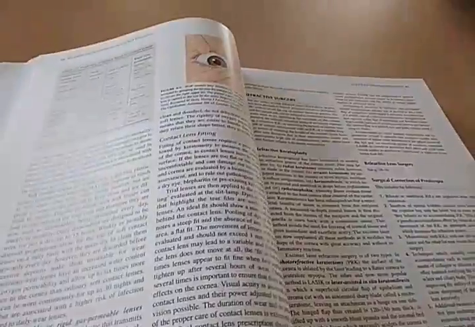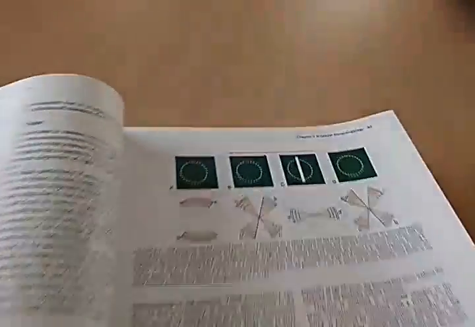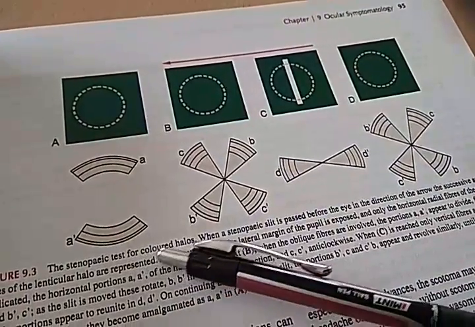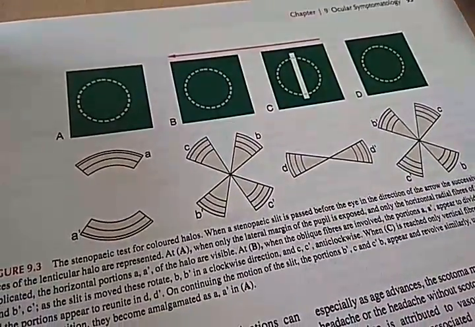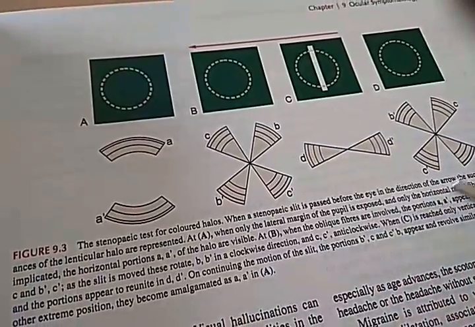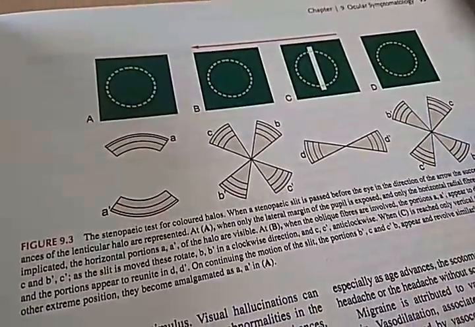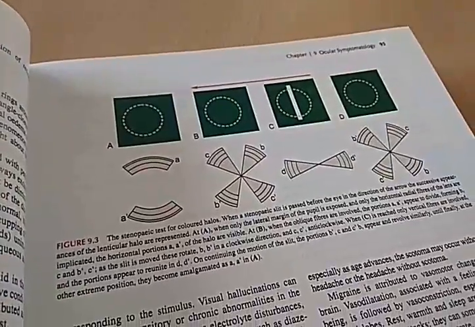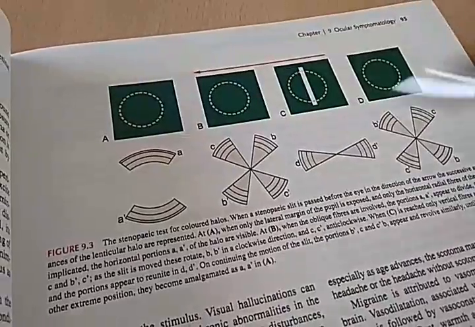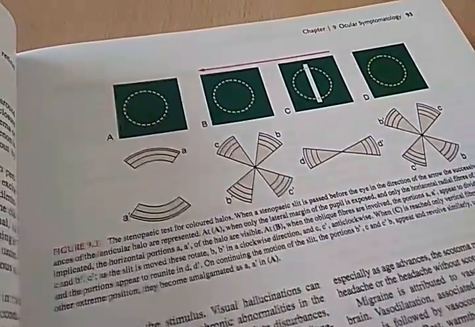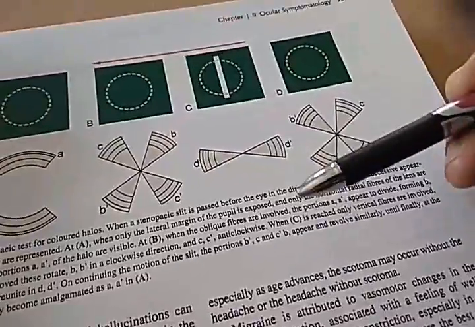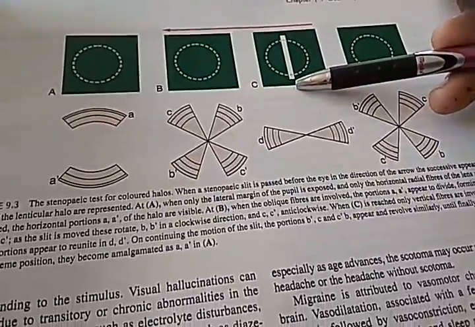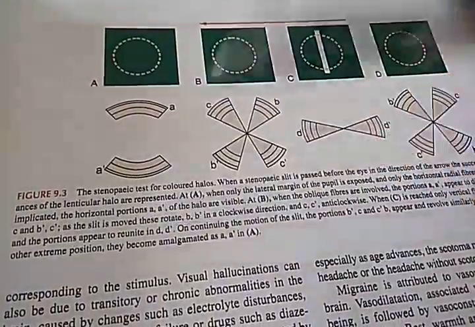Just turning a few pages here of this book. This one is that breaking up of the halos, right? Stenopaeic slit test for colored halos. So are they explaining why these colored halos will split in cataract? We'll have to read and understand. If they have explained why these split up, that will be really great. They seem to be explaining, guys. If you have time, then just read this, okay? When C is reached, only vertical fibers are involved, okay? Vertical. And the portions appear to reunite, correct?